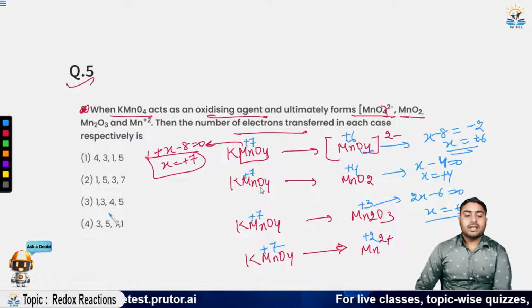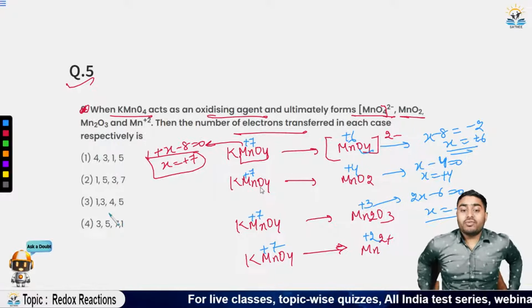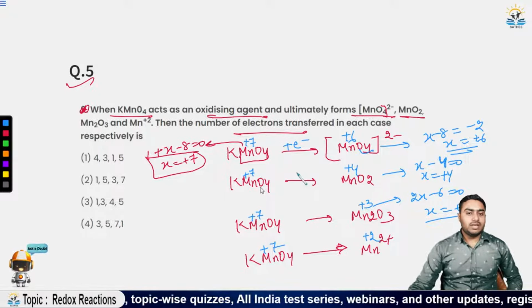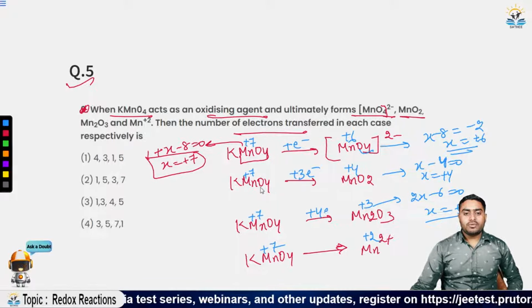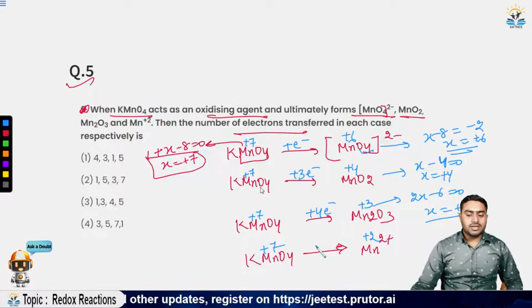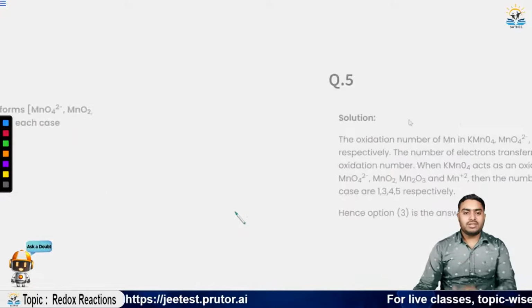You can see, and the number of electrons transferred in each case, not the oxidation number. Number of electrons transferred. So in the first case, 1 electron. In the second case, 3 electrons. In the third case, 4 electrons, right? 7 plus 4 electrons gives +3. And in the next case, 5 electrons. So 1, 3, 4, 5.